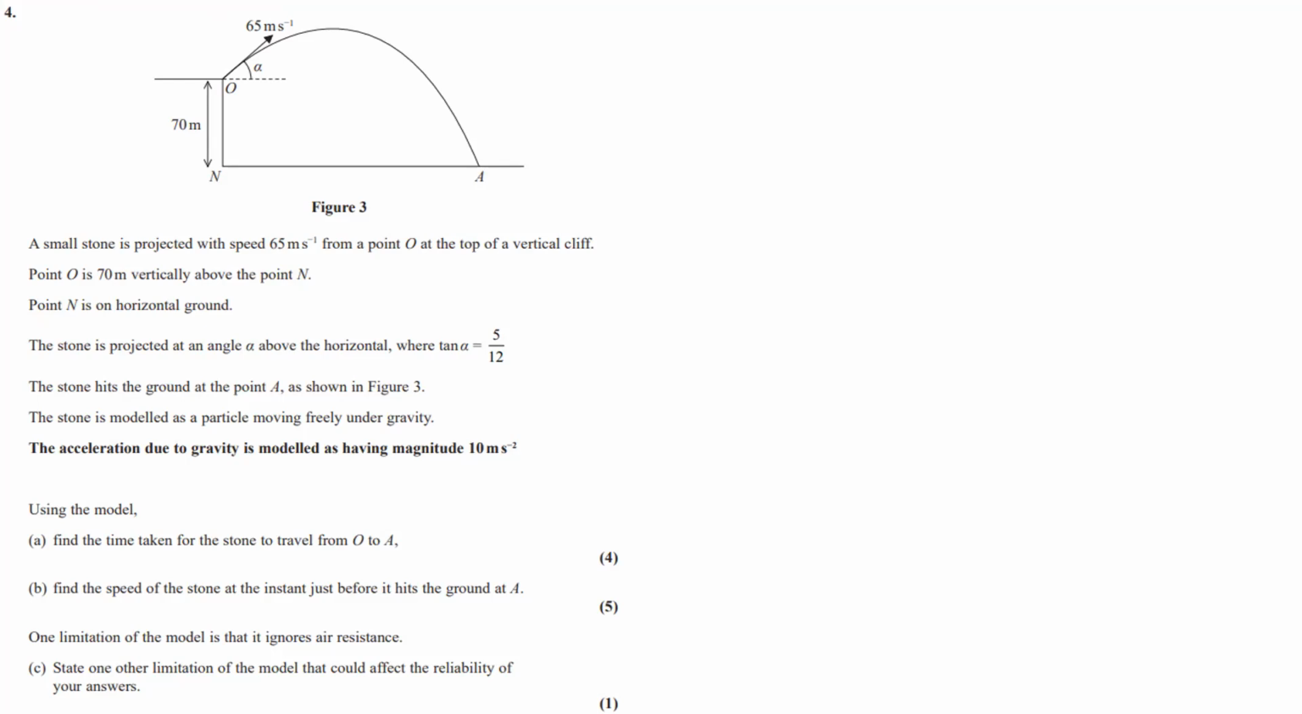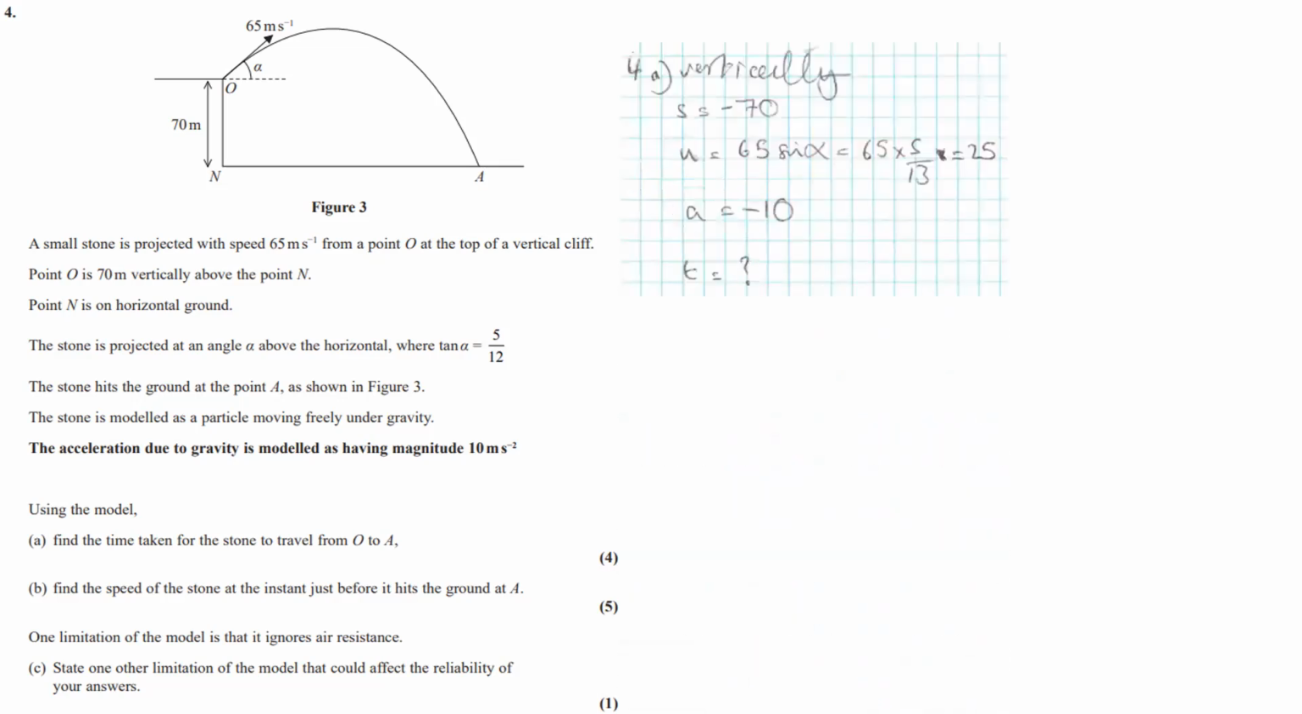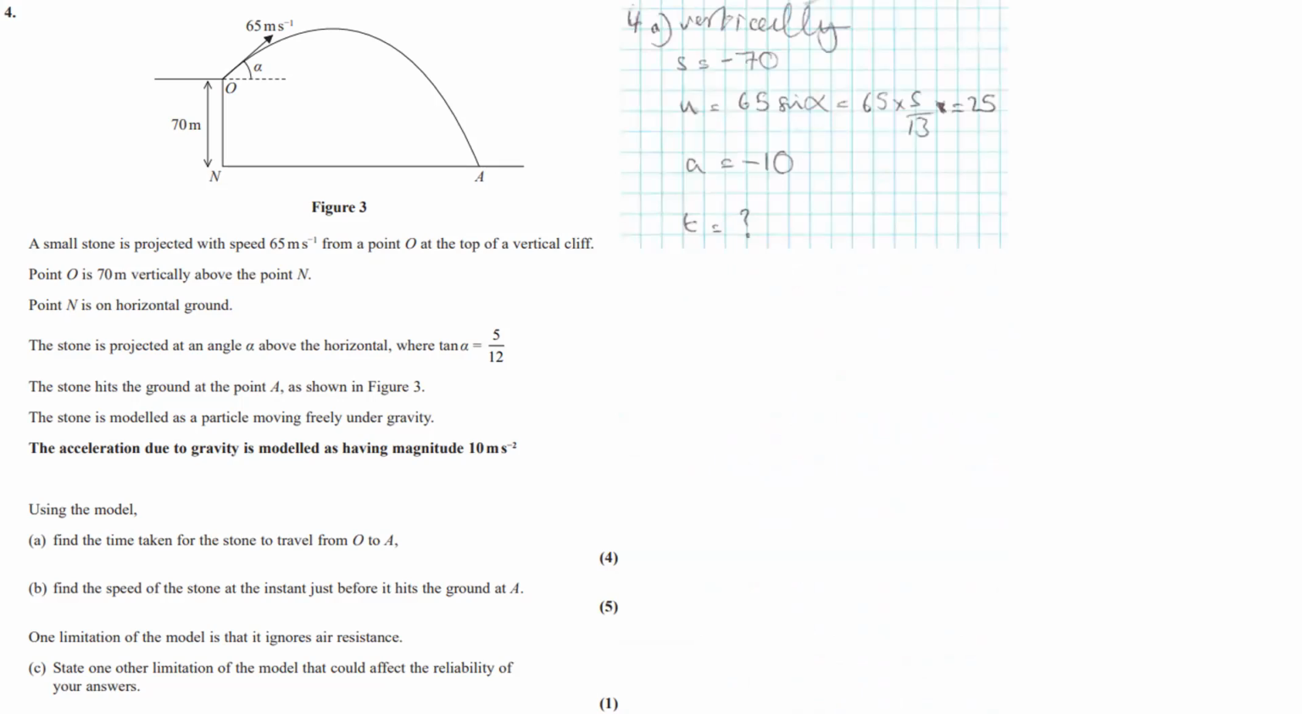What do we want to do? We want to work out the time taken for the stone to travel from O to A. So I resolve vertically using suvat. Remember, it's gravity, so constant acceleration, so we can use suvat. I'm taking upwards as positive, and u is going to be equal to 65 sine alpha. And the thing is, we know what tan alpha is, so we know what sine alpha is. So I got my u. That u isn't my speed; it's my vertical component, vertical velocity.